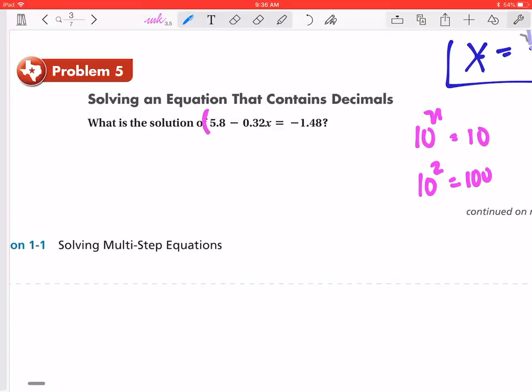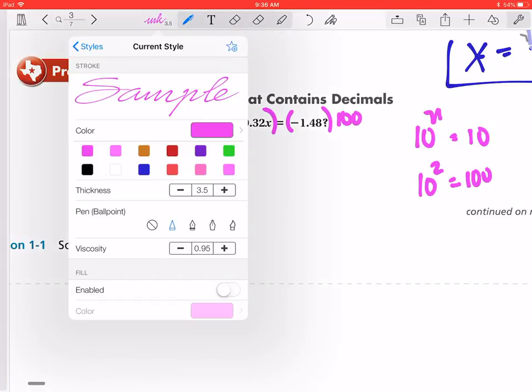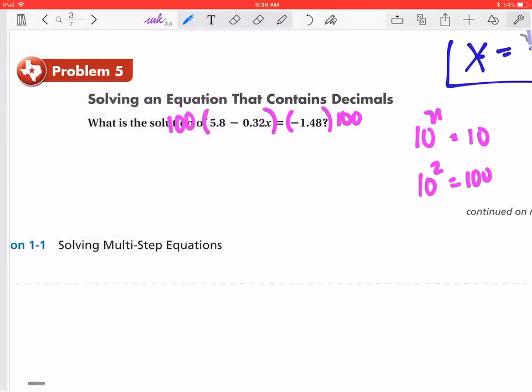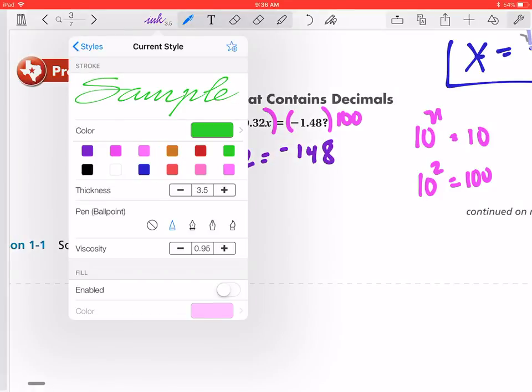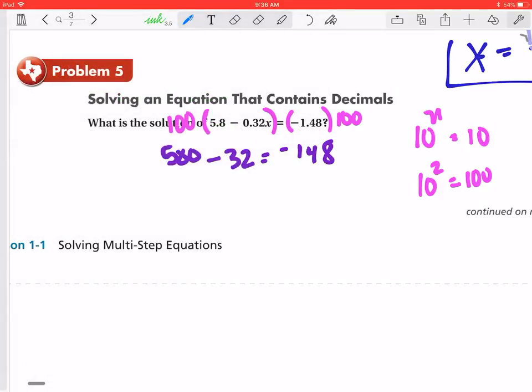So I'm going to go ahead and use the multiplication property of equality and multiply both sides of my equation by 100. Okay, now that's going to allow me to rewrite this, and this is going to become 580 minus 32x is equal to negative, don't forget your negative, 148. Now it looks a little bit easier for us to think about in that we don't have that decimal point that we might make the mistake of forgetting.